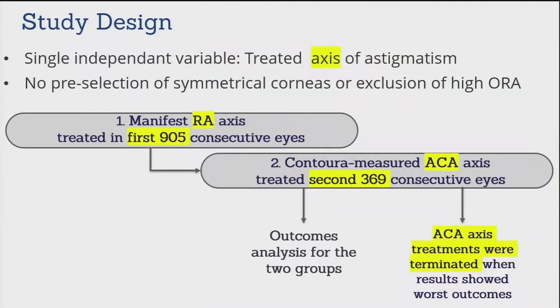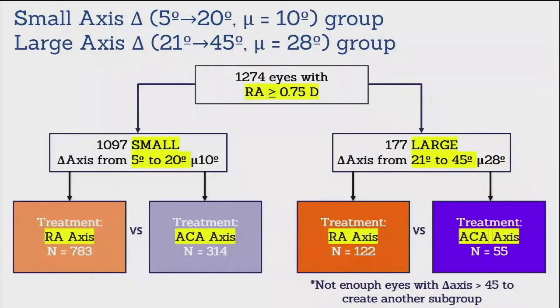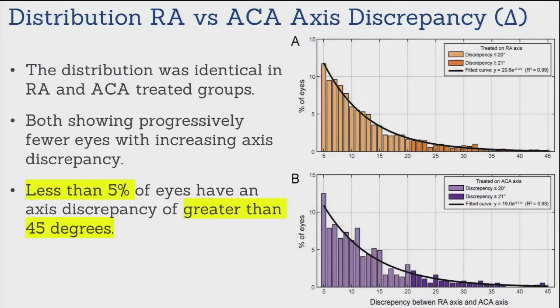We examined the axis of astigmatism as the single independent variable in all-comer eyes. Manifest refractive astigmatism axis was used to treat the first 900 consecutive eyes, followed by Contura-measured anterior corneal astigmatism axis eyes. But these ACA treatments were terminated when an analysis showed significantly worse outcomes. For analysis, the groups were further divided into eyes with a small difference between RA and ACA axis and those with a large difference. The distribution of the axis difference was identical in the RA and ACA treated groups, and you can see that a difference of more than 45 degrees was uncommon.